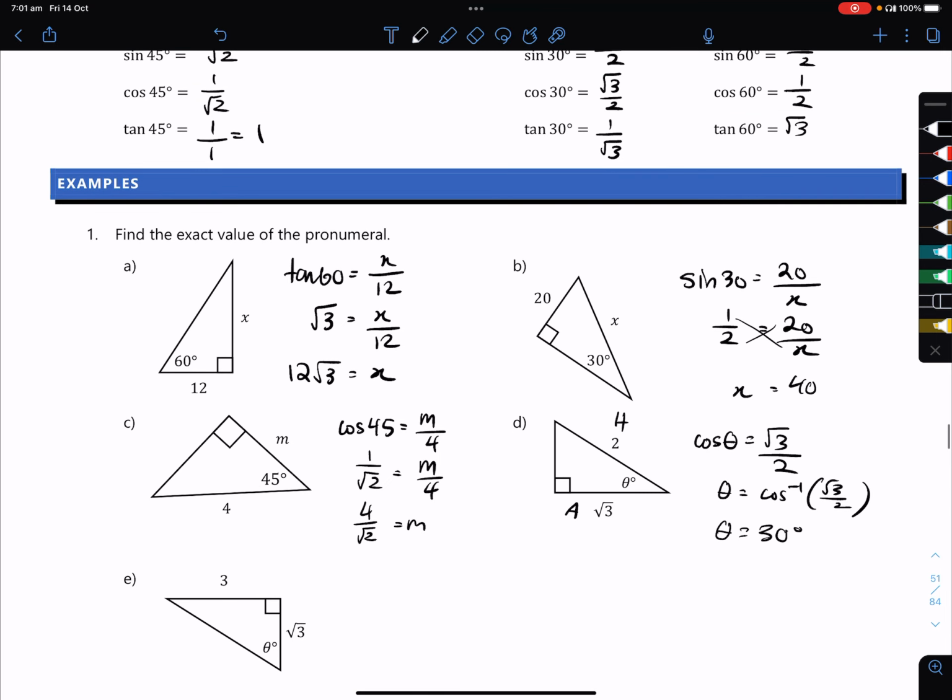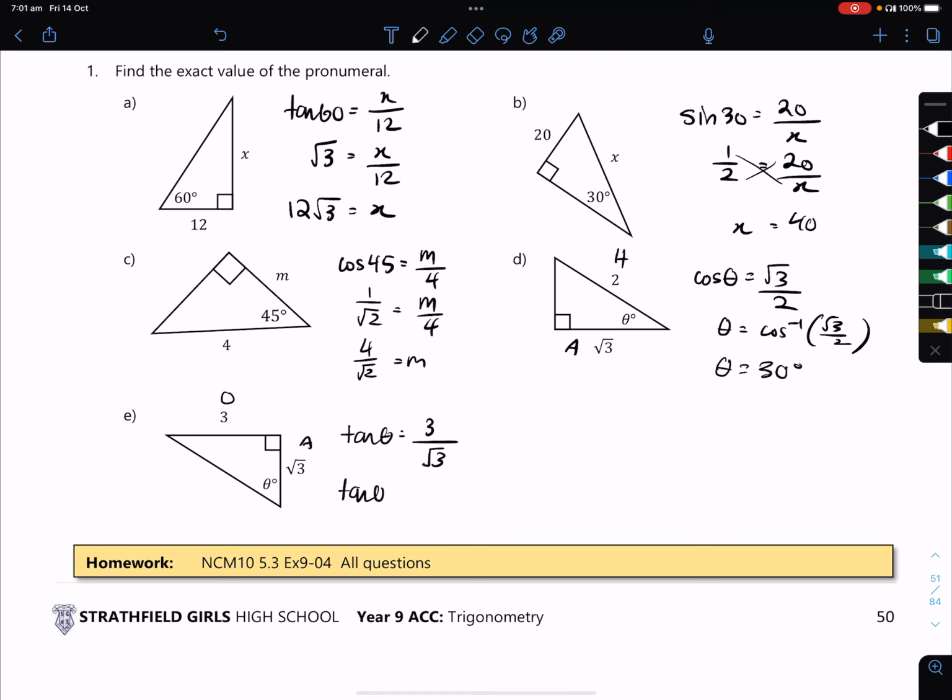Right. Last question. In E, we've got the opposite edge and the adjacent edge. So that relates to tan theta. So tan theta is opposite, which is 3, over adjacent edge, which is root 3. Now, remember you've already learnt how to rationalize before in surds, just by multiplying the top and bottom by root 3. This will give you 3 root 3 over 3, where the 3's cancel. So tan theta will now equal root 3.